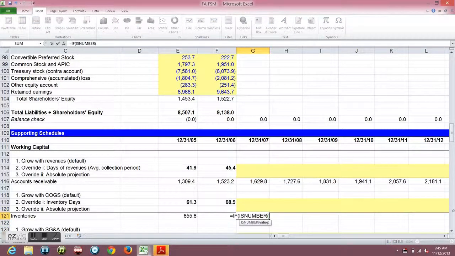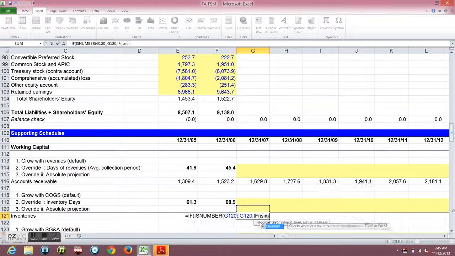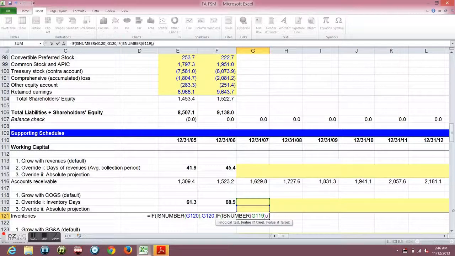You got that. Now we're going to do the same thing as we did for the accounts receivable. So we're going to do if is number. If there is a number for our absolute projection, we're going to use our absolute projection. If there is no number in our absolute projection, then we're going to go to our inventory days, right? So if there is an inventory day, we're going to reverse our calculation to get our inventory. Instead of dividing by COGS, we're going to multiply by COGS, and instead of multiplying by our period, we're going to divide by our period.